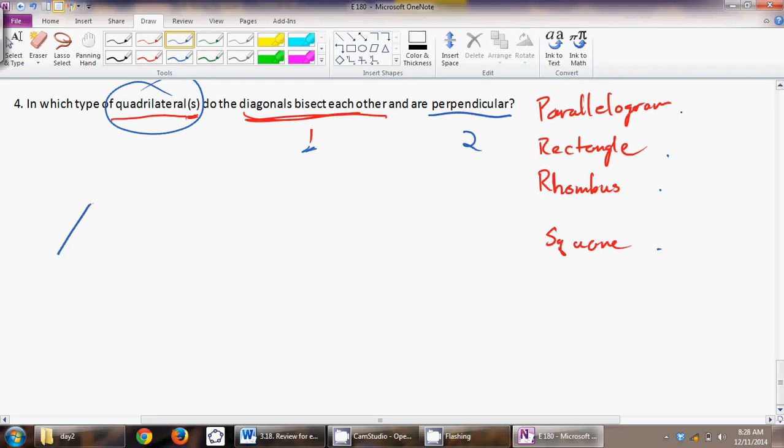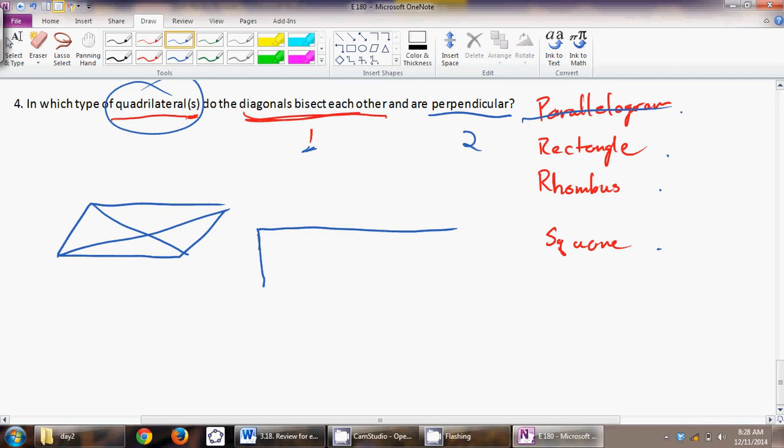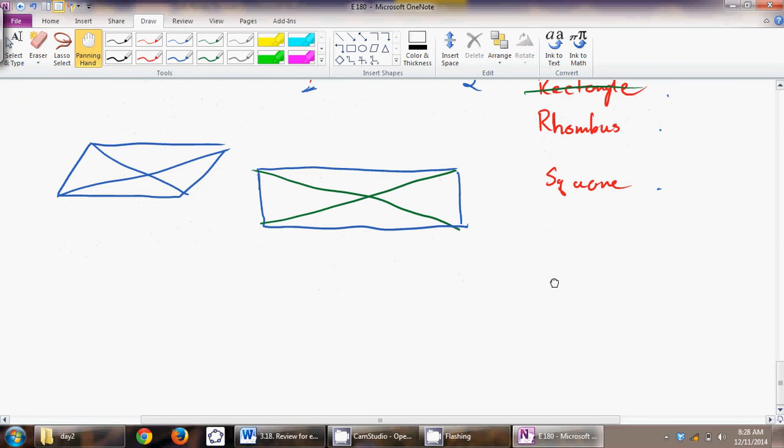Parallelogram, let's see. No, those diagonals aren't perpendicular. We know that too. Rectangle, let's see. I guess I'll make a decent sized one. Let's look at these diagonals. No, they're not perpendicular. So we can cross out rectangle. Let's take a look at rhombus.